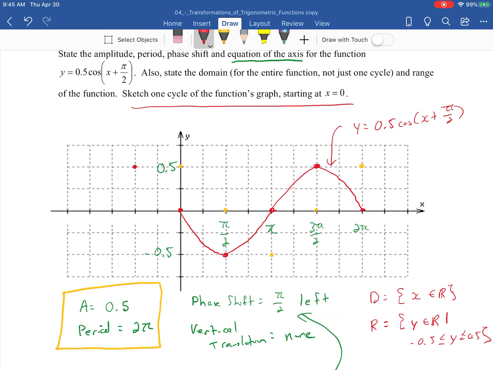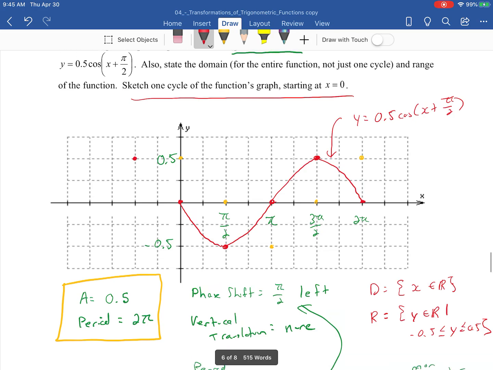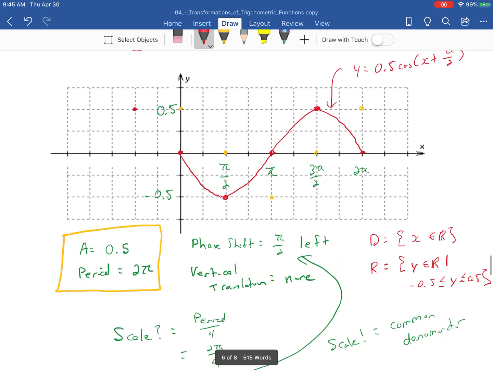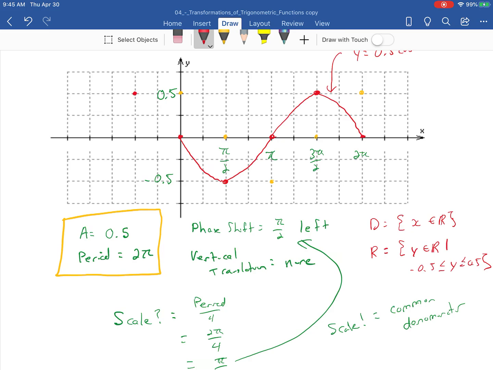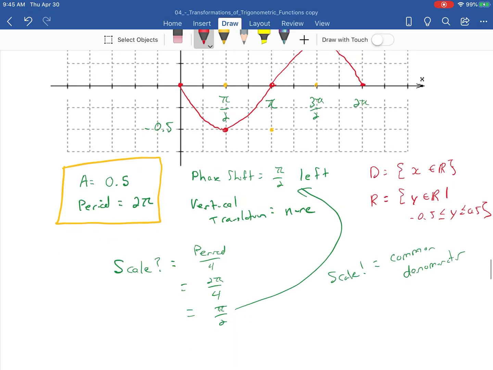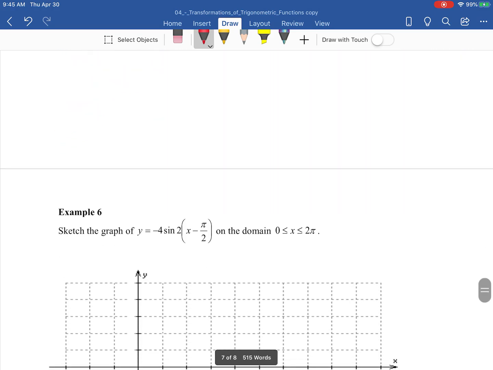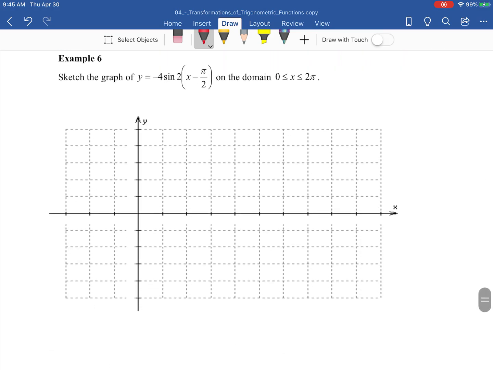Okay, so very similar steps at both those times. I state the amplitude and period, phase shift, and vertical translation. I do a little thinking about the scale. I draw a graph that has only the amplitude and period correct, and then I do my phase shifts and vertical translations afterwards.